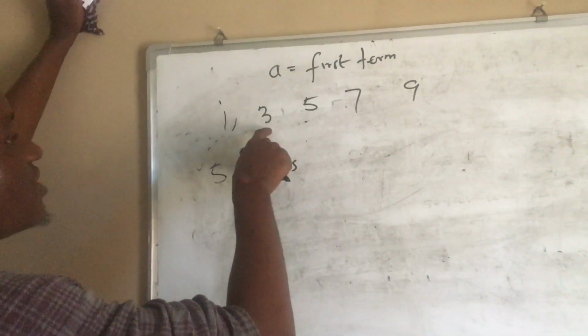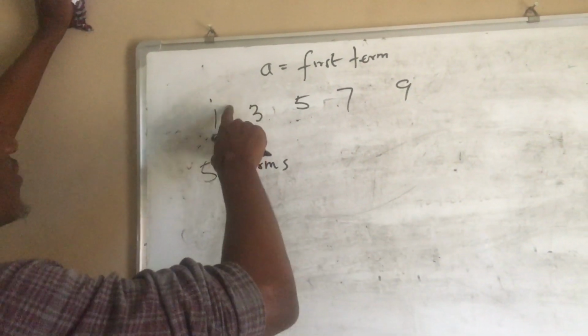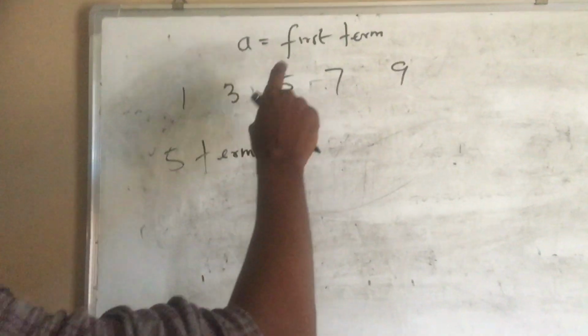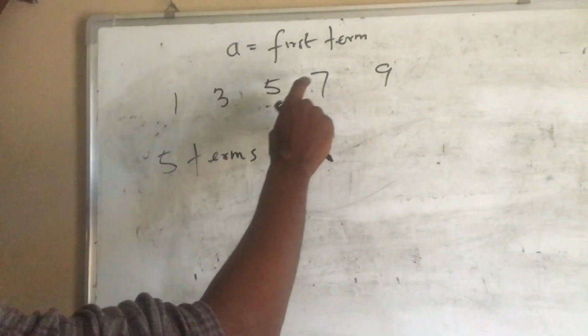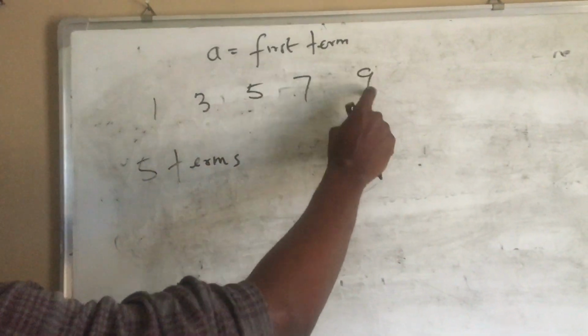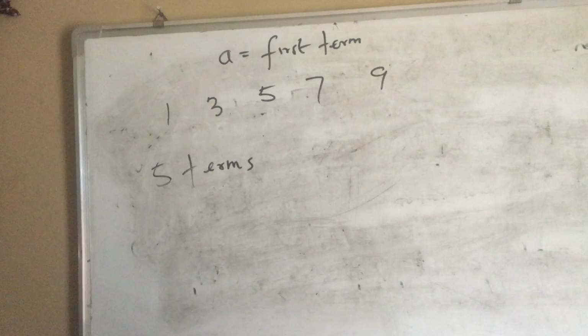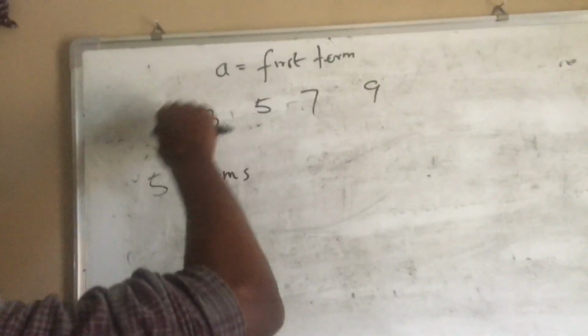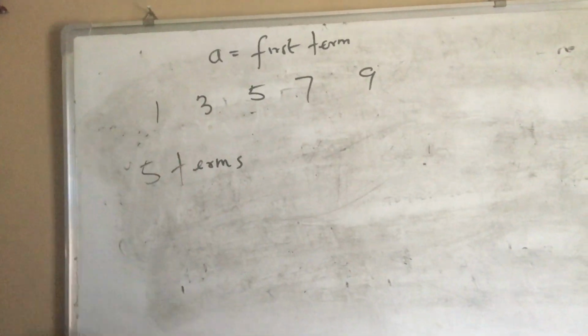The first term here is 1, so A is 1. The second term here is 3. The third term here is 5. The fourth term here is 7. And the fifth term here is 9. So the first term of every sequence is the first number. That means in this type of sequence, A is my first term.